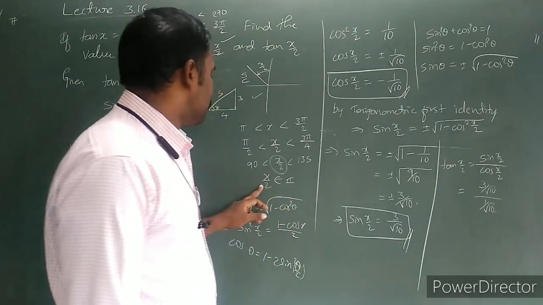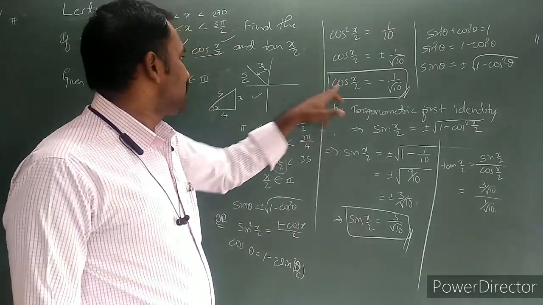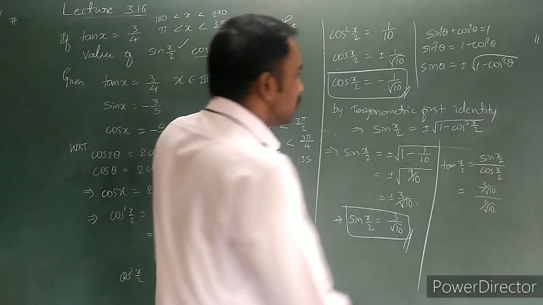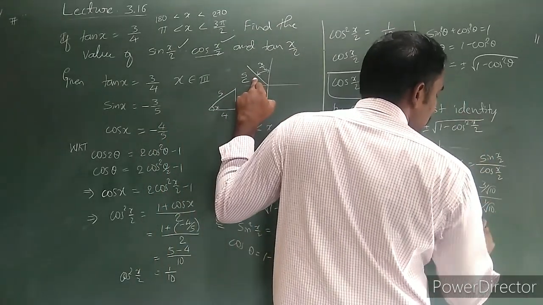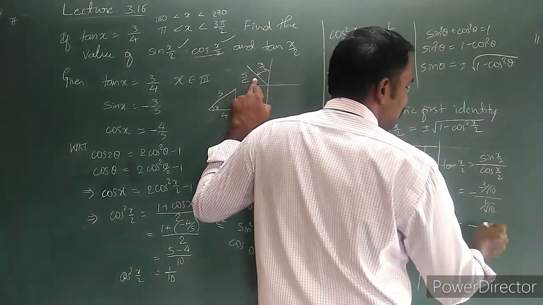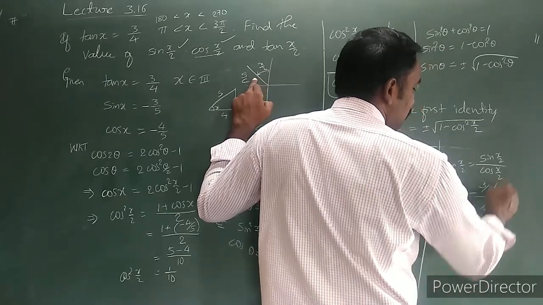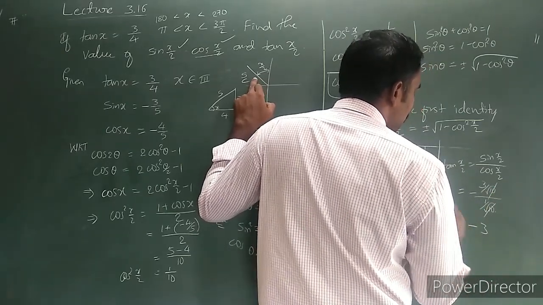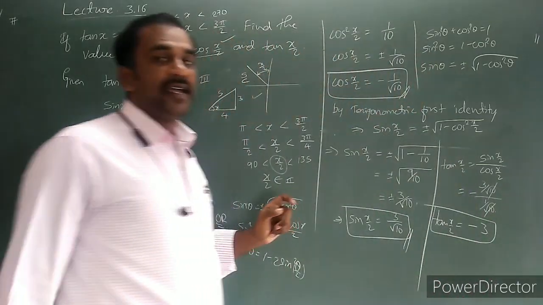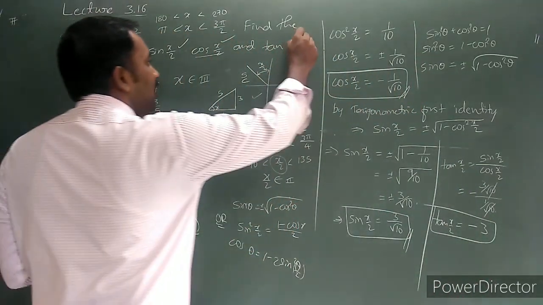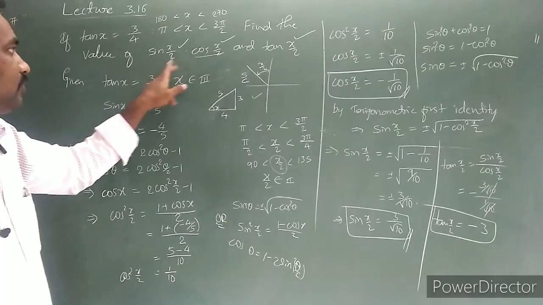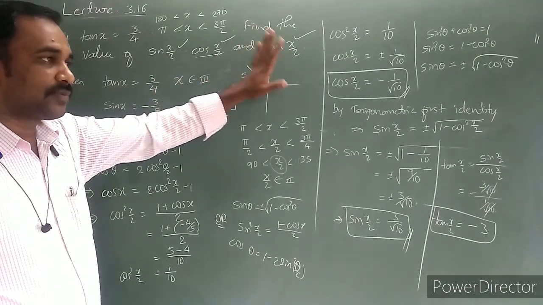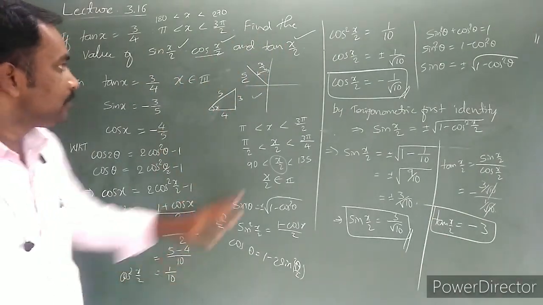Give the minus sign, no need to worry. Afterwards, x by 2 is in the second quadrant. In the second quadrant, is tan positive or negative? Negative. So use it negative. So here it comes a negative value. So root 10 cancels, and we get the answer minus 3. Tan of x by 2, how much is it? Minus 3. They are required to find the value of sin x by 2, cos x by 2, tan x by 2 respectively.